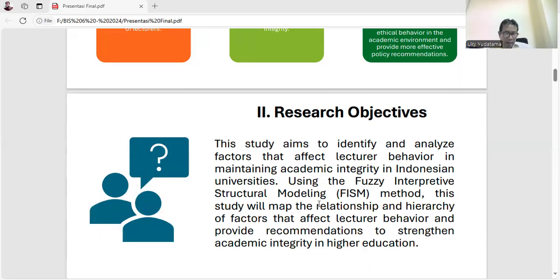Research objective. This study aims to identify and analyze the factors that influence teacher behavior in maintaining academic integrity within Indonesian universities. By employing the fuzzy interpretive structural modeling method, the research will map out the relationship and hierarchy of the factors affecting lecture behavior. Additionally, the study will provide valuable recommendations aimed at strengthening academic integrity in higher education. FISM helps to systematically explore the interplay between various factors and prioritize them based on their significance, ultimately guiding efforts to enhance ethical standards within academic environments.